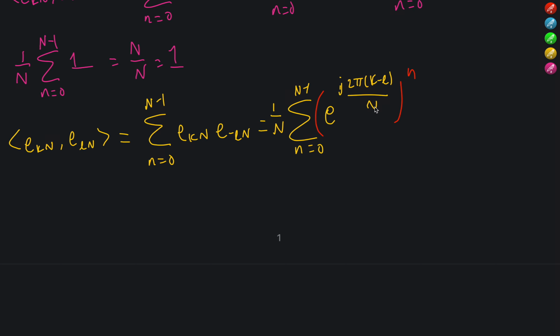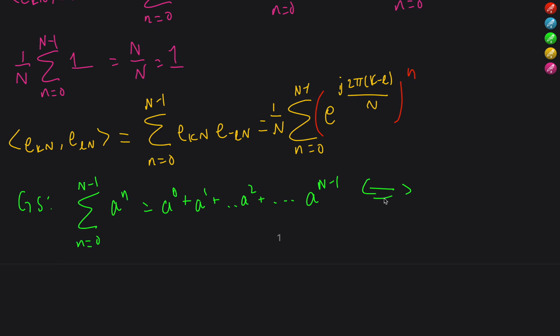So this is actually a geometric series, right? Geometric series are of the form summing from n equals 0 to big N minus 1, a to the n. So they're of the form a to the 0 plus a to the 1 plus a squared plus all the way to a to the big N minus 1. This is exactly what we have here. We should know from algebra, whenever you took pre-calculus or something, that the sum of the geometric series is equal to 1 minus a to the big N over 1 minus a. So we just apply that here.